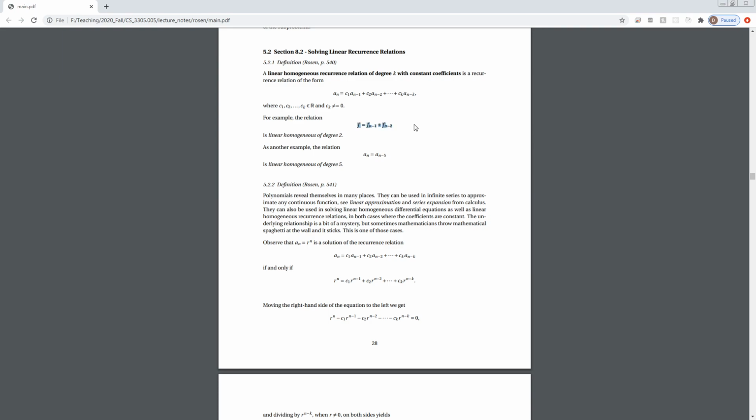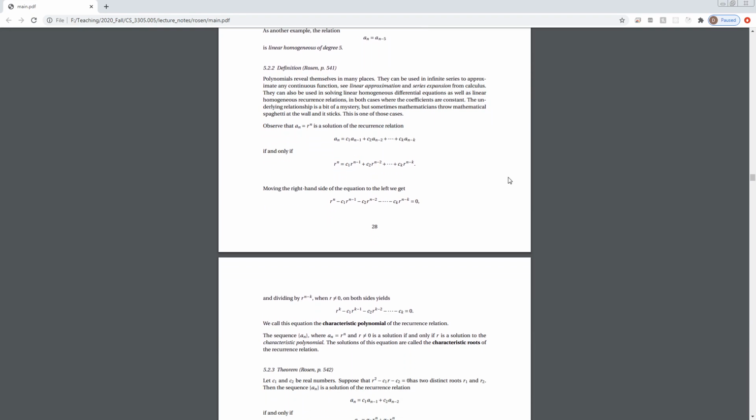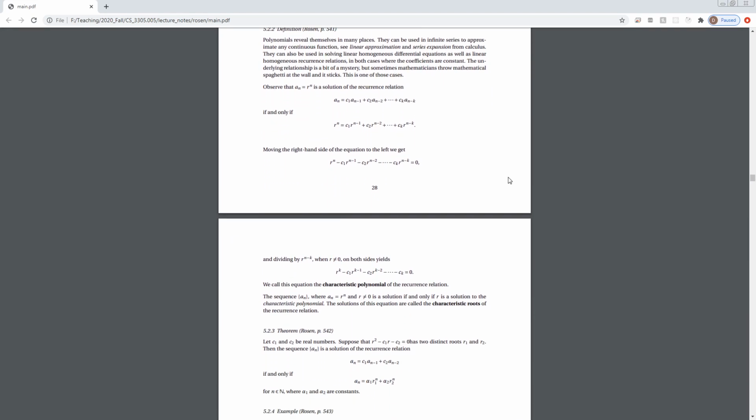So here's an example. Again, the Fibonacci sequence, right? So it's linear, homogeneous of degree 2, and then a sub n is equal to a sub n minus 5. This is actually of degree 5, right? Even though there's only one term over here with a non-zero coefficient, we are reaching back 5 terms, and so it is degree 5 for that reason.